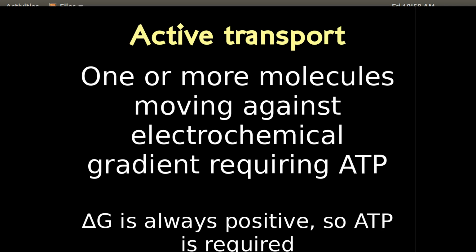We also have active transport. And this is one or more molecules that's going to move against its electrochemical gradient, and it's going to require a payment of ATP. So the delta G of just the transport by itself, not considering the ATP hydrolysis, is going to always be positive. We're always going against the electrochemical gradient, so ATP is required to pay for that positive delta G.